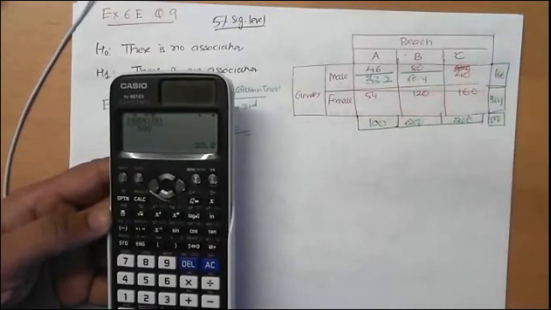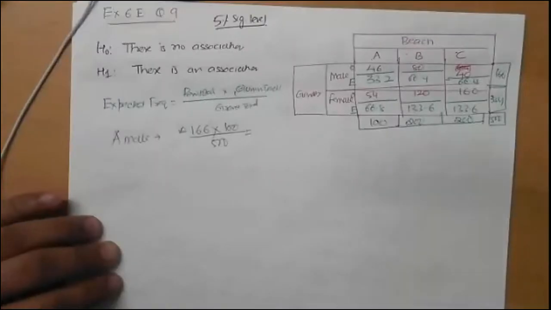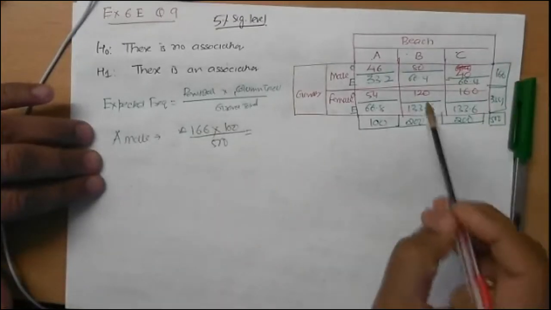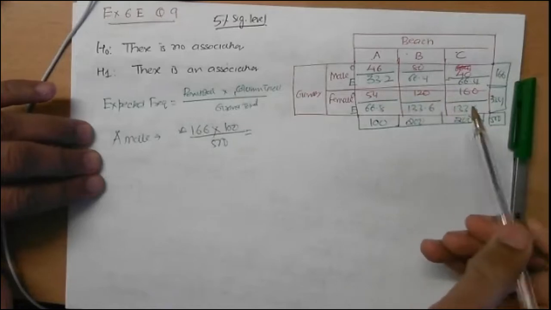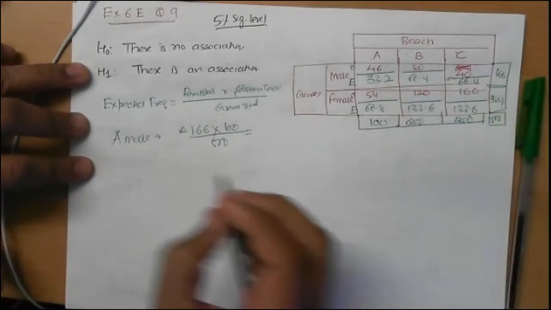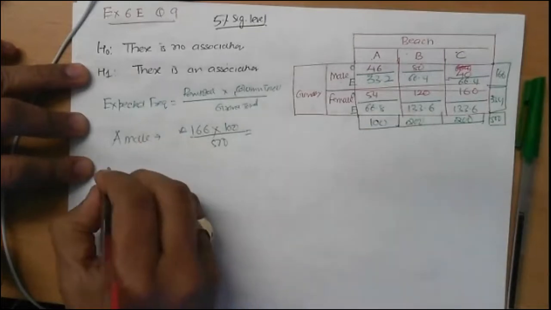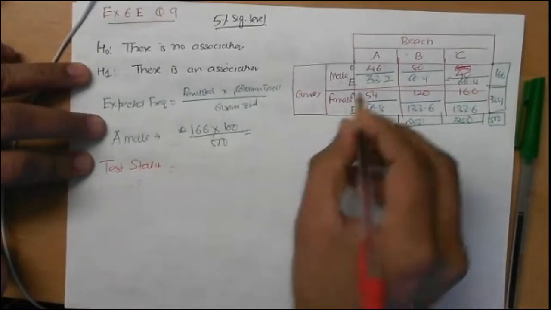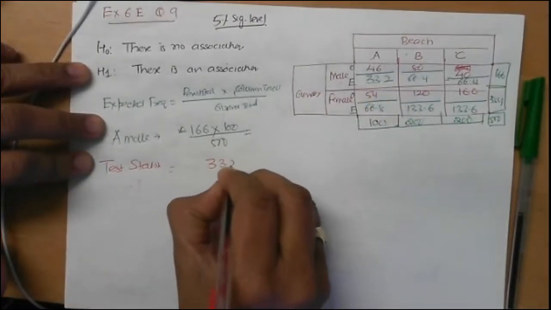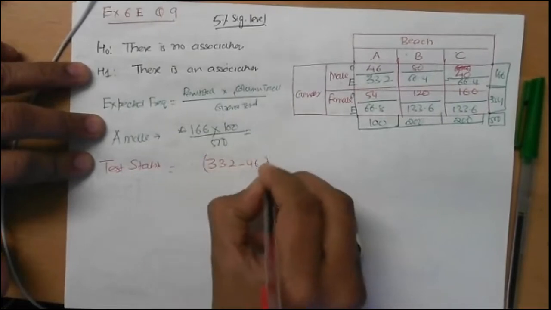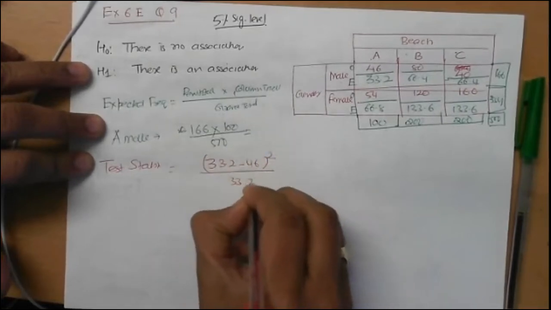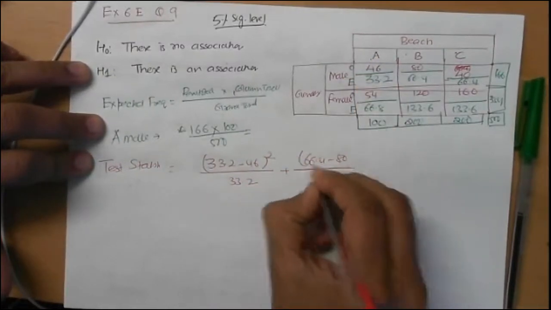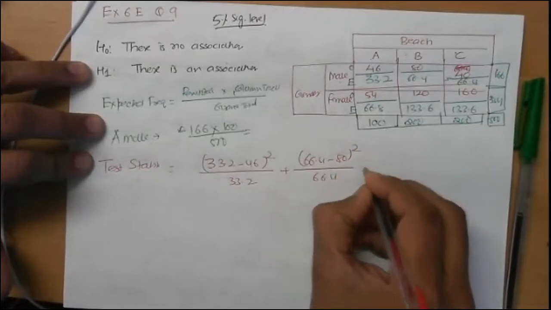Can you all work out all the other ones as well for me, please? Thank you. Guys, once we work out the expected frequency, nothing changes after that. We check if the expected frequency is less than 5 for any of them, but I told you it won't happen. Then we work out the test statistic, same method. You're going to do 33.2 minus 46 whole squared over 33.2 for that cell, plus 66.4 minus 80 whole squared over 66.4, and so on.